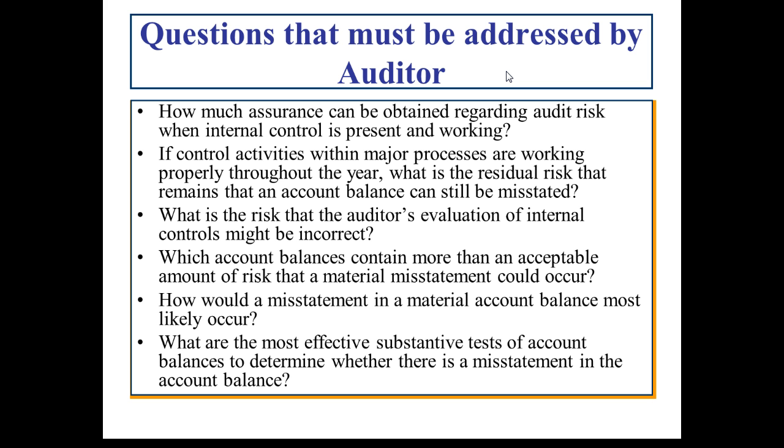If control activities within major processes are working properly throughout the year, what is the residual risk that remains that an account balance could still be misstated? What's the risk that the auditor's evaluation of internal controls might be incorrect? Which account balances contain more than an acceptable amount of risk that a material misstatement could occur? How would a misstatement in a material account balance most likely occur? And what are the most effective substantive tests of account balances to determine whether there's a misstatement in the account balance?